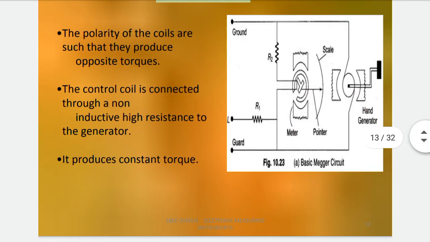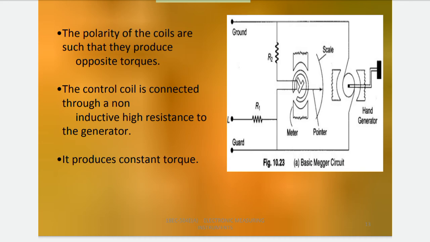Guard. The guard ring is provided to eliminate the error due to leakage current. That means to avoid the leakage current, a guard ring is provided.